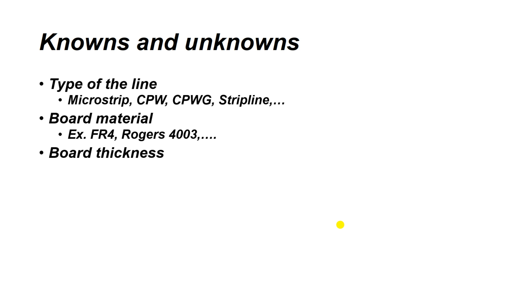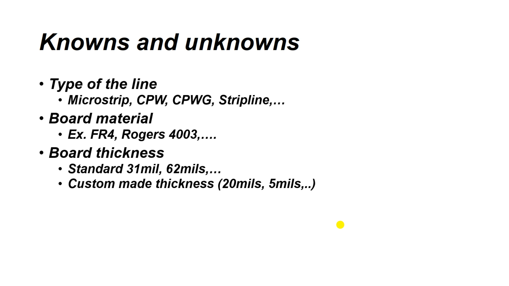Next step is to find a good board thickness. Are we going to use the standard 31 or 62 mils, or we're going to make it like a custom-made design and select the thickness according to our design, like 20 mils or 5 mils. The other step is to find a correct conductor for this design. As you know, we have different types of conductors. For example, we can use copper, aluminum, gold, or any other type of conductor.